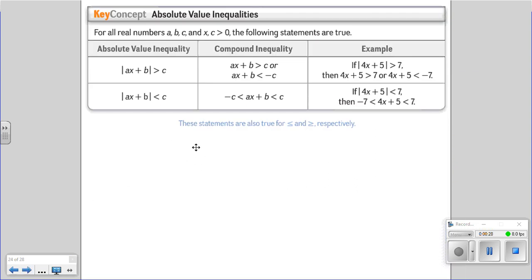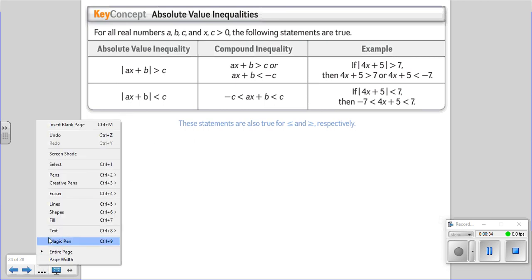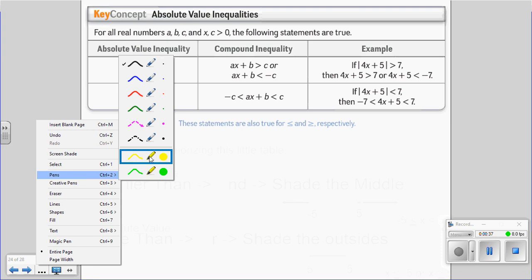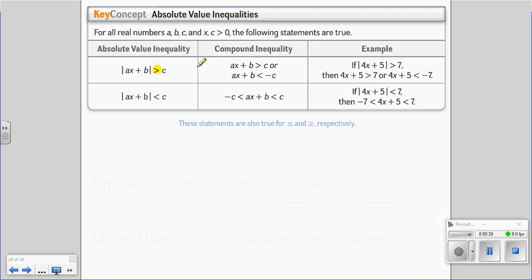So if it's greater than, that means your inequality would look like this. So you would write these two separate equations separated by the word or. So think of it as greater, and you use the word or.